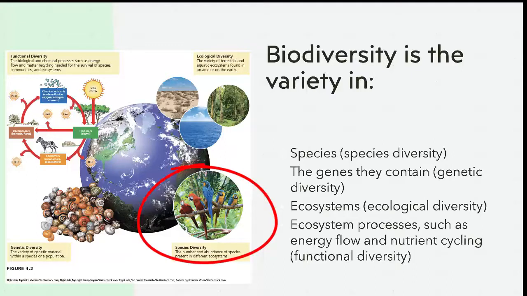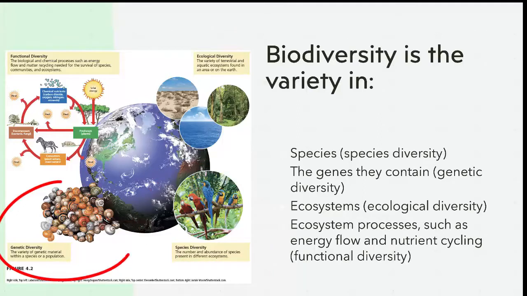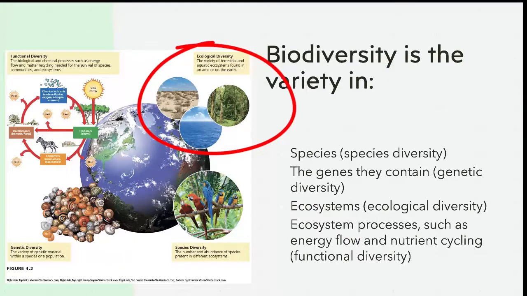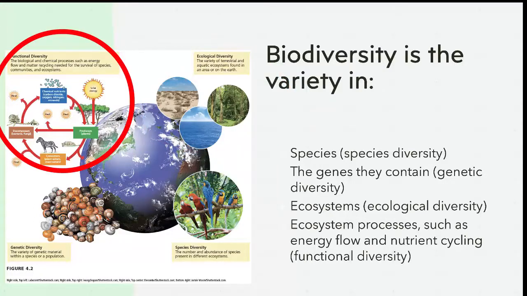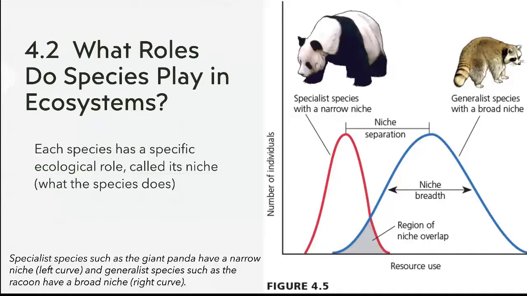Species diversity is the number and abundance of species present in different ecosystems, while genetic diversity is the genes that they contain. In other words, the variety of genetic material within a species or a population. Ecological diversity is the variety of terrestrial and aquatic ecosystems found in an area or on the Earth, while functional diversity is the biological and chemical processes such as energy flow and matter recycling needed for the survival of species, communities, and ecosystems.